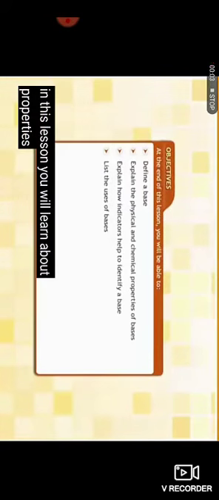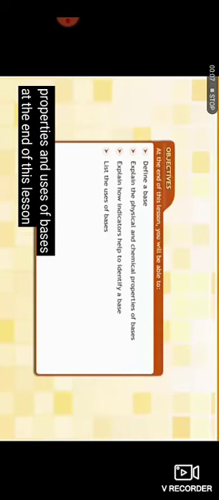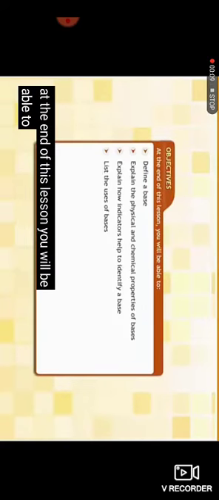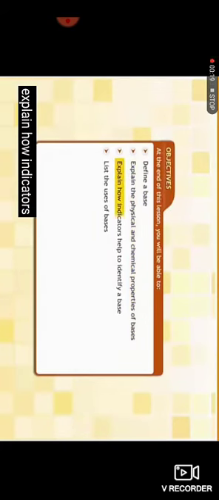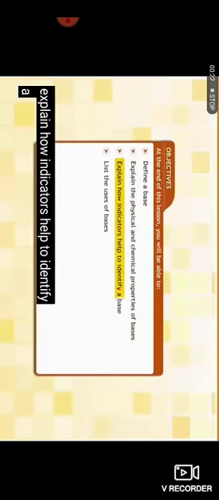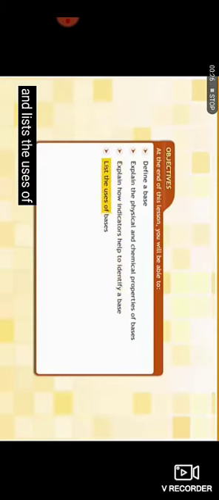You will learn about properties and uses of bases. At the end of this lesson, you will be able to define a base, explain the physical and chemical properties of bases, explain how indicators help to identify a base, and list the uses of bases. Tell me more about a base.